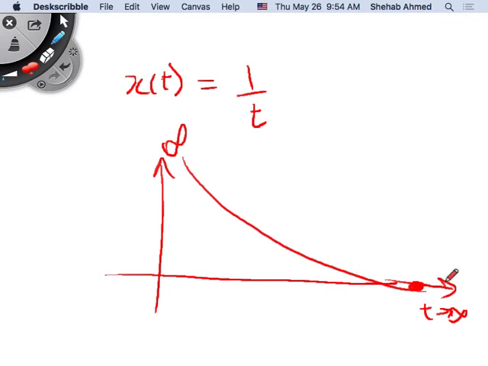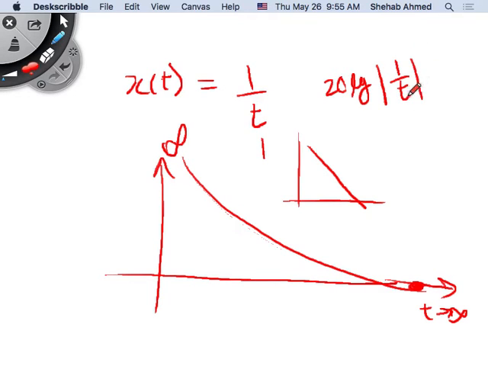But this is on a linear scale. Remember, we plot it in dB. In dB, what we do is we actually shrink this axis. So this here is going to look like a straight line when you plot in dB. Where will it cross the x-axis? Remember, 20 log the magnitude of the function at t equals 1. The gain is 1. 20 log 1 is 0 dB. At unity.